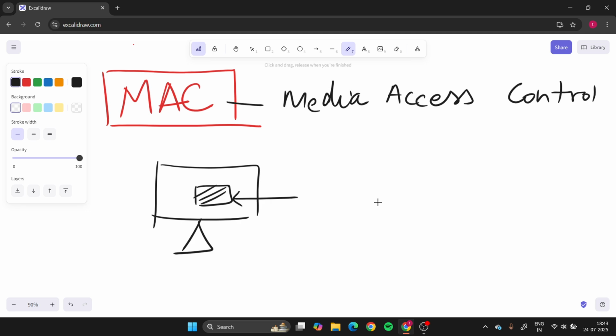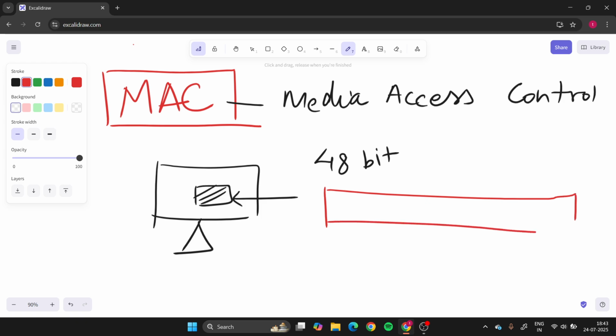It is essentially a 48-bit address, and it is expressed in 12 hexadecimal digits. So there are two parts to this. This whole thing is the MAC address, okay? And there are two parts of it. One is called OUI and the other is called NIC.